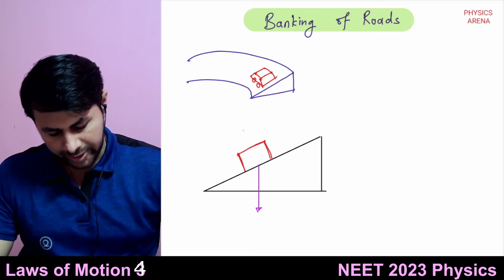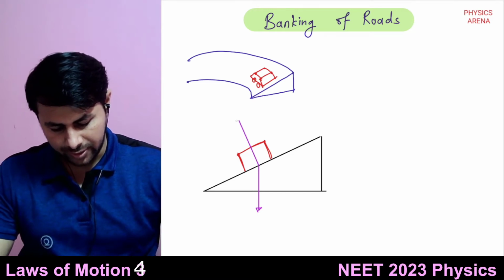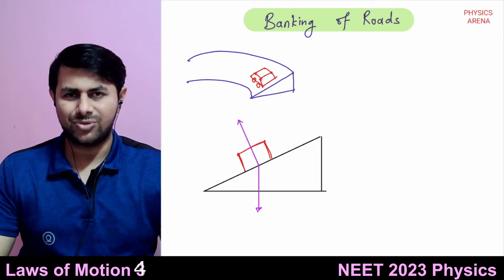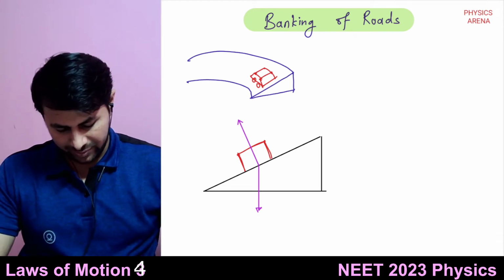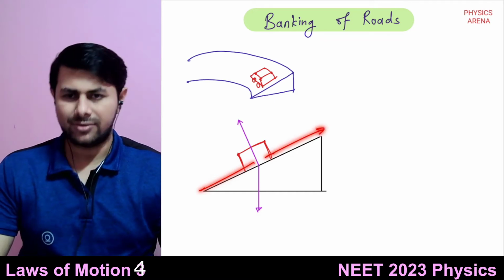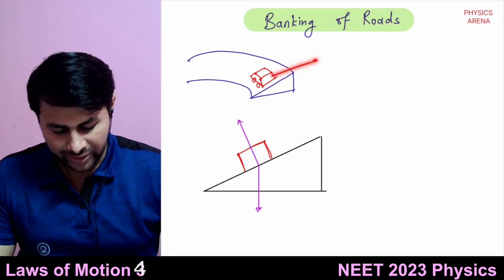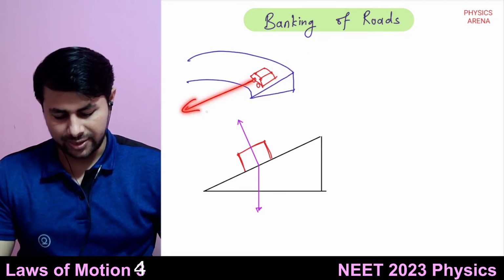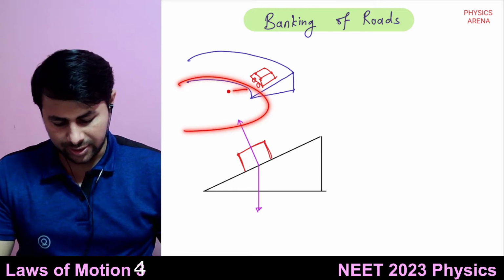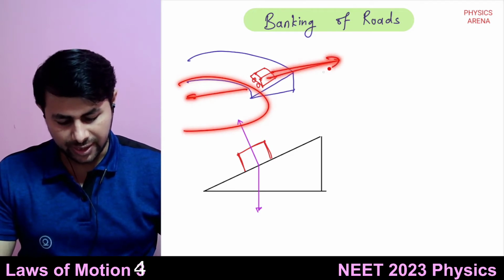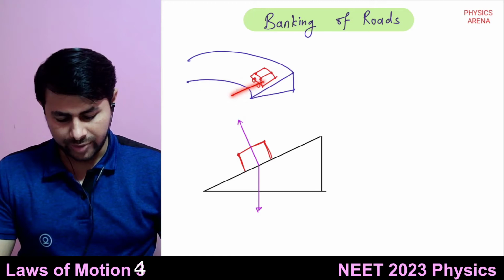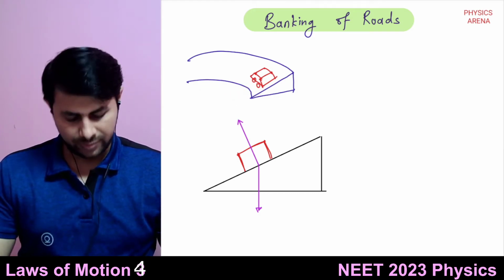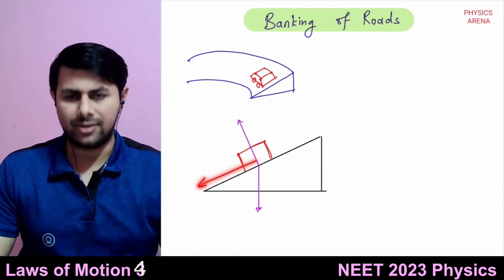Then one would be the normal reaction due to this road surface, it is in this direction. And one would be the frictional force. What will be the direction of frictional force? Slanting downwards or slanting upwards? In what direction will it skid? Away from the center, right? The center of this circle is like this. So it skids away from the center, and your frictional force opposes this skidding. Okay, so frictional force will be acting like this.